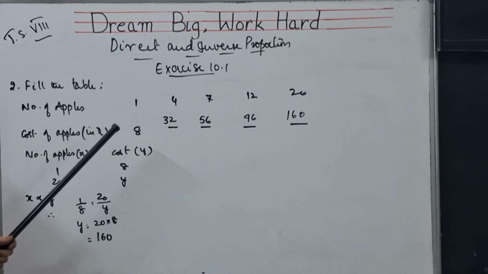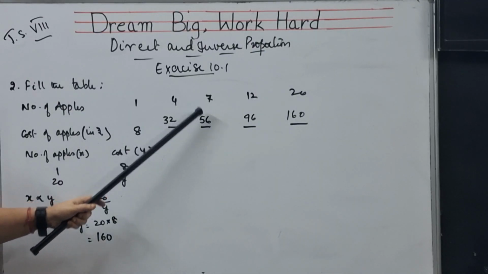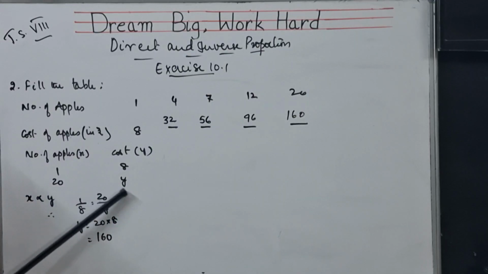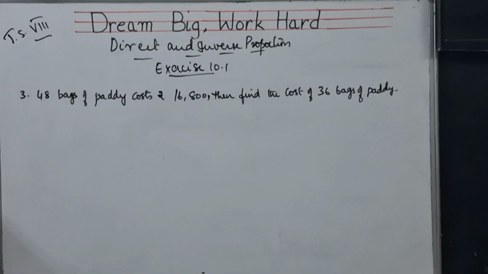So for one apple they are paying 8 rupees. First, 4 apples: 8 into 4 is 32. Similarly 7 apples, 56. 12 apples, 96. 20 apples: see here the working out is y is equal to 20 into 8, 160 rupees. These are the answers, children. Please note it down.